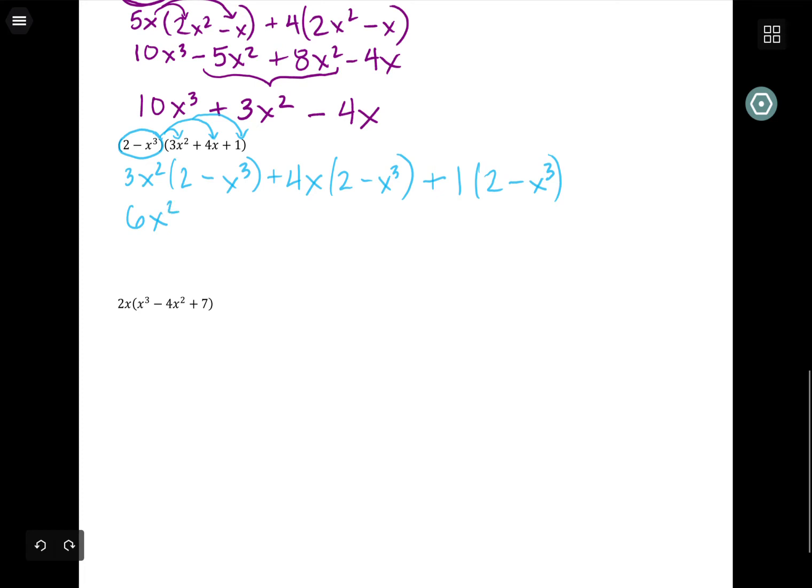Okay, so then we do a second distributive property. My dog is trying to help me right now. Don't mind if I'm distracted.